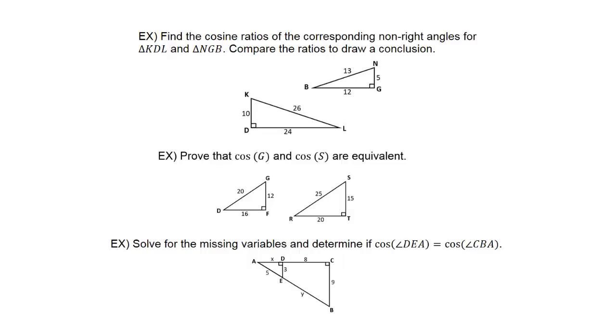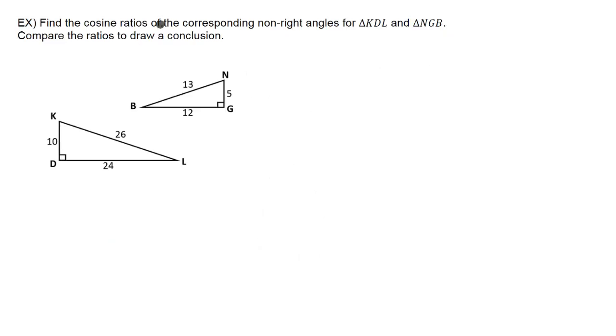In this video, we have a variety of questions that deal with trig ratios, and we're also going to float in some concepts of similarity too to help us come up with some answers. So the first question is asking us to come up with the cosine ratios for all the non-right angles. So all the angles that do not equal 90.